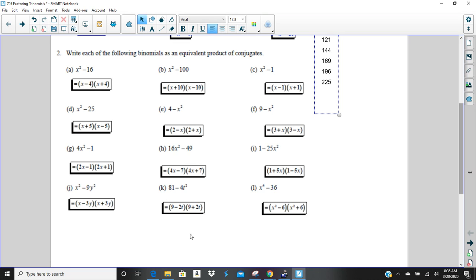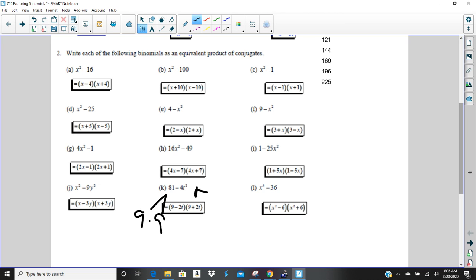So when I'm thinking about the factors, I have 81, and I'm thinking 9 times 9, and here I'm thinking 2t times 2t. But one negative is with the t, 2t, and one's with the positive 2t. So you have to have 9 minus 2t times 9 plus 2t. Does it matter if I have the plus or the minus first or second? No, it does not. Commutative property, it does not matter.